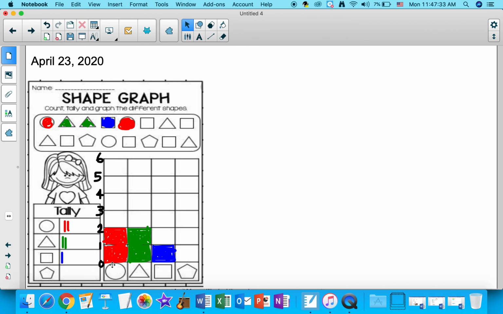And so far, I have counted 2 circles. I know that because my boxes are colored up to here, and my boxes are colored in for triangles up to 2. So far I've counted 2 triangles, and for my squares I've counted up to 1 so far because the colored box comes up to the one right here. And so far we haven't counted any pentagons yet.